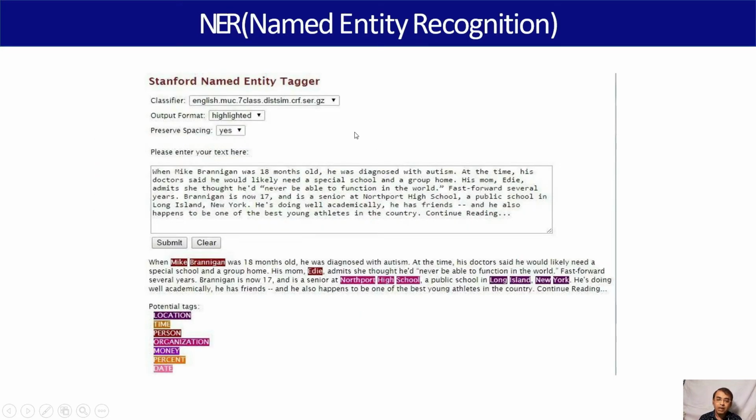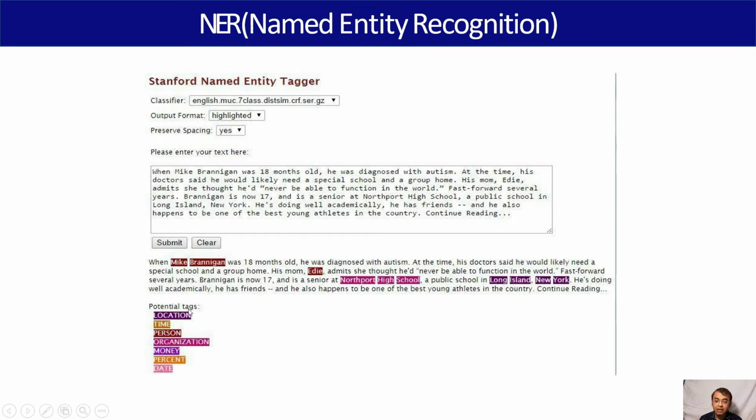This is named entity recognition. Guys, you can see the snapshot. This is one classifier, and you have to give what the output format should be, how you can identify the names. It should be highlighted, and preserve spacing, yes. Now you have to give the input. You can see the input is given from the picture, and you can also see all the outputs are highlighted, basically the names.